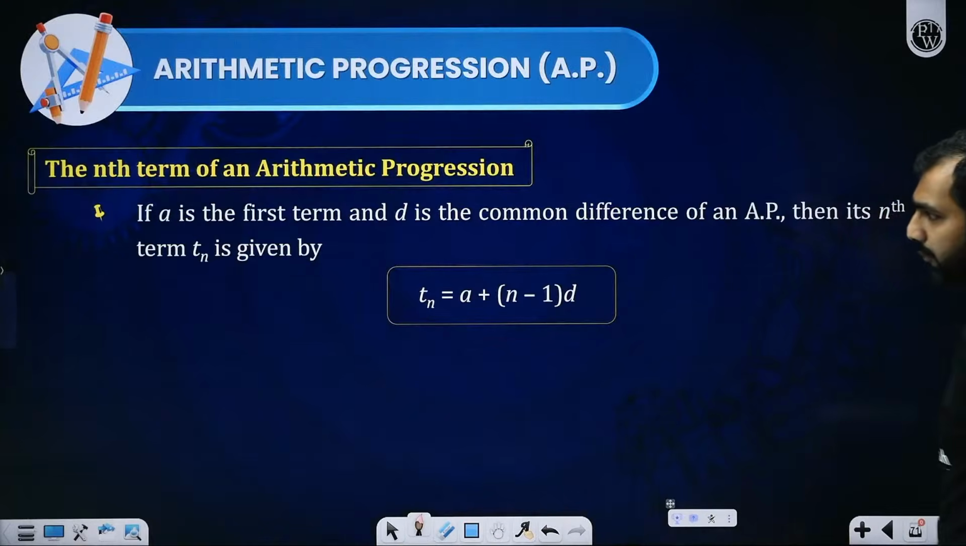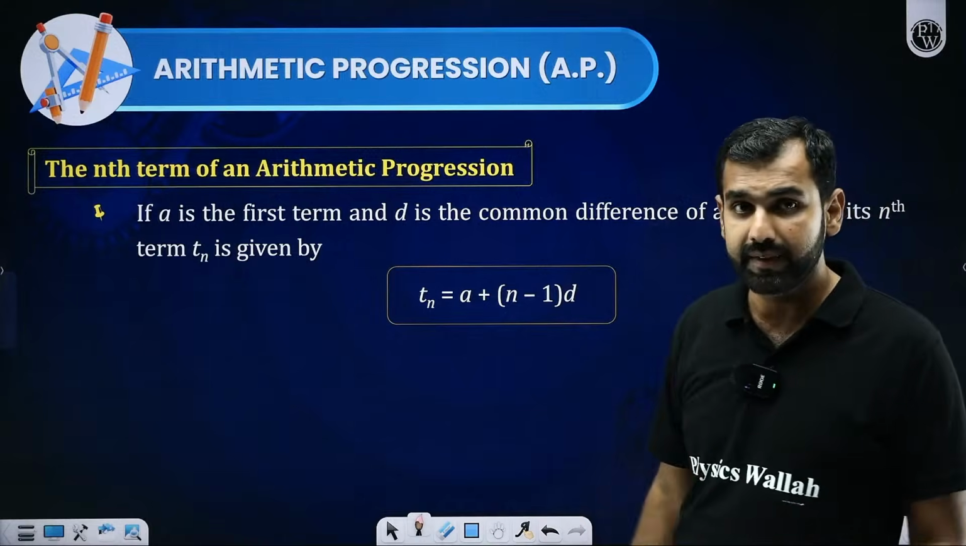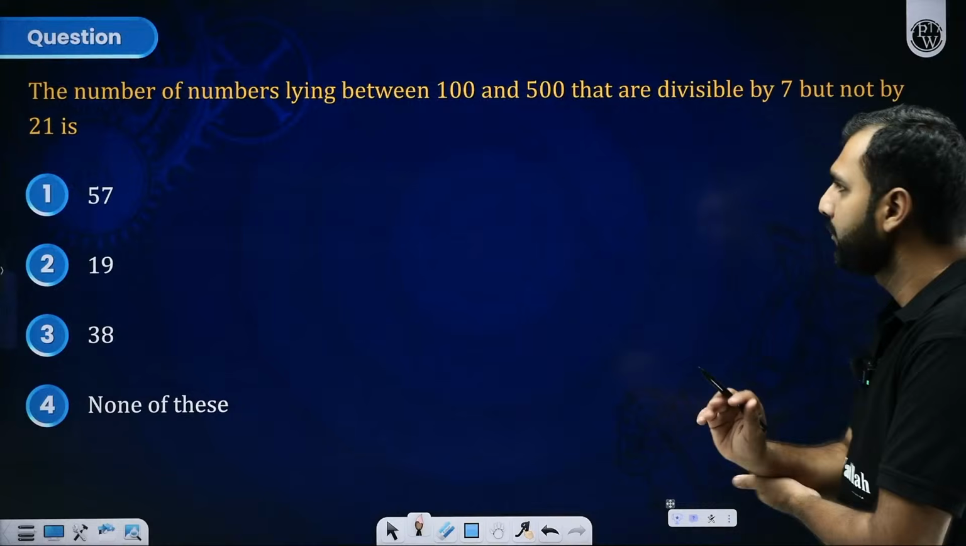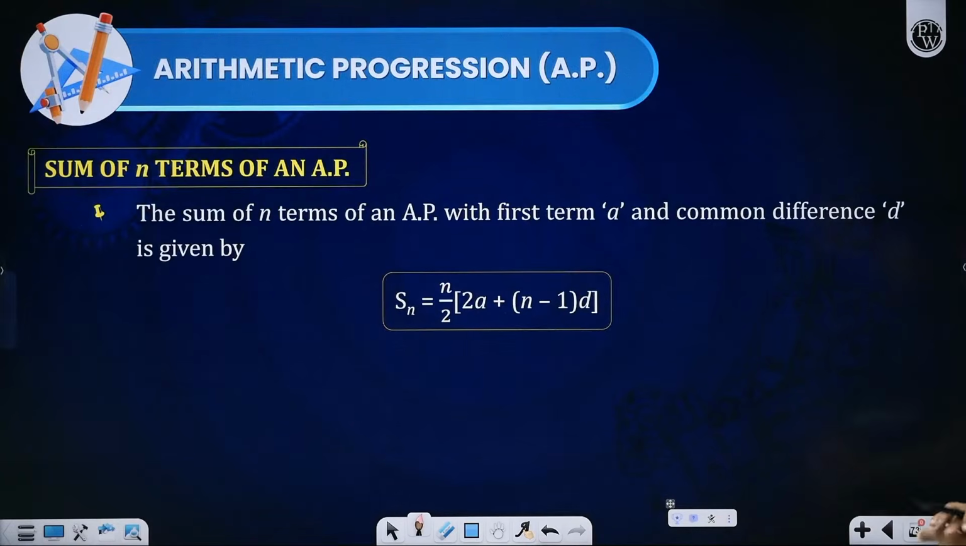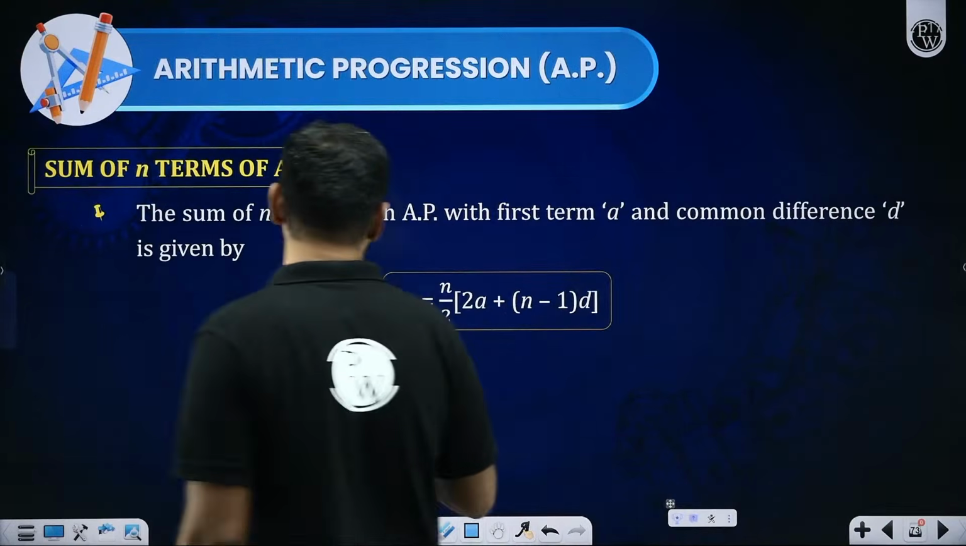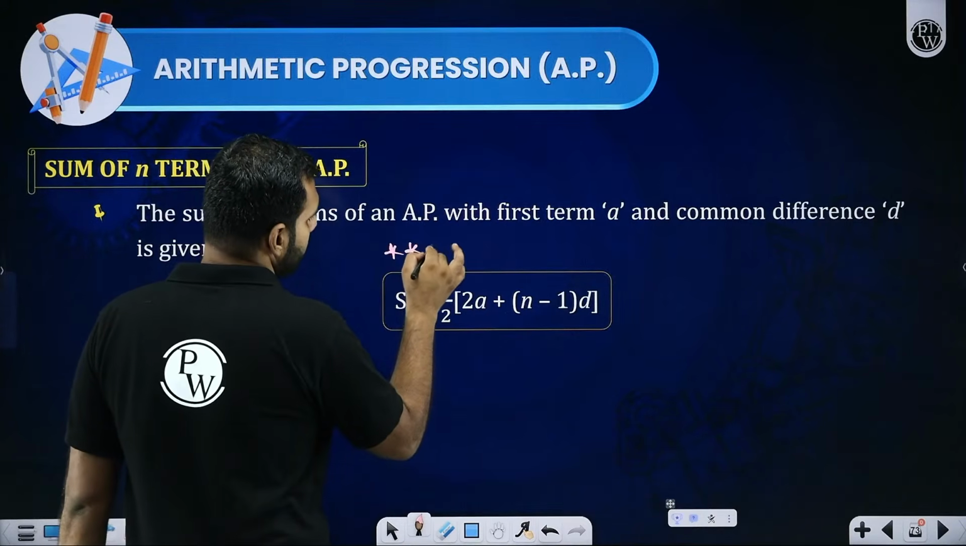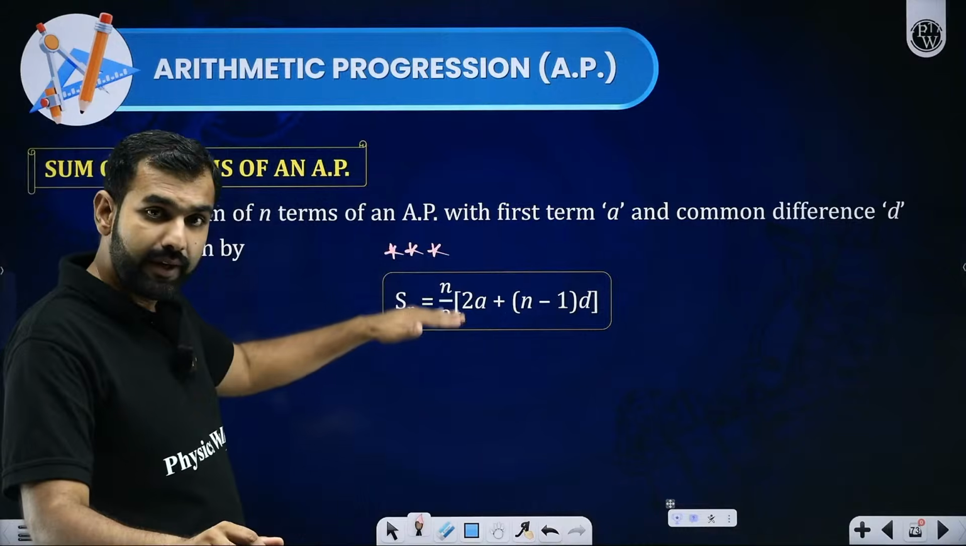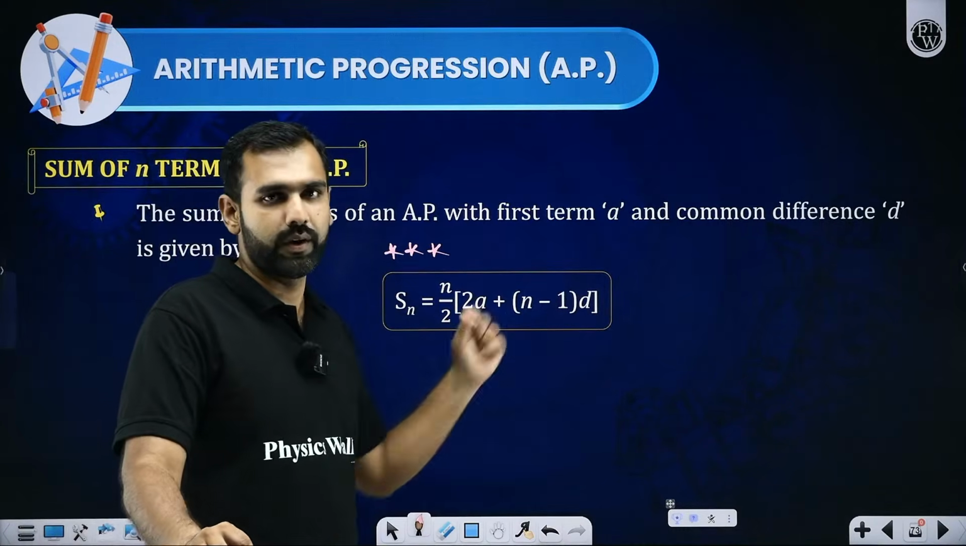Along with this, something really important. I'll come back to this question, but before I solve this question, I wanted to discuss something really important: the sum of n terms of an AP. So the sum of n terms of an AP is given by n by 2, 2a plus n minus 1 into d.